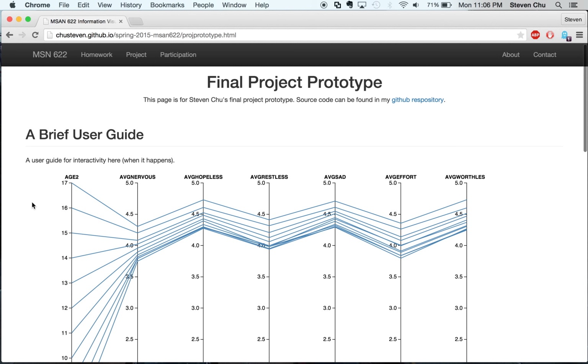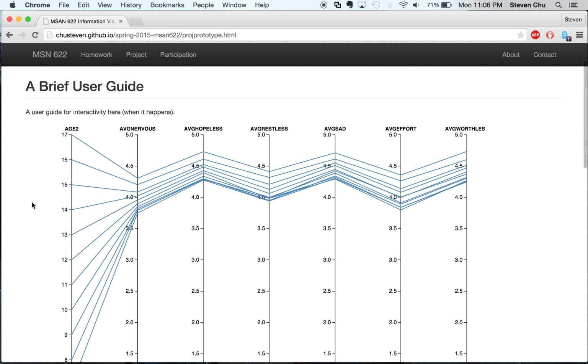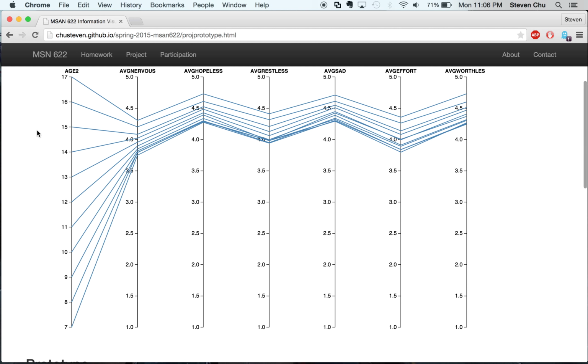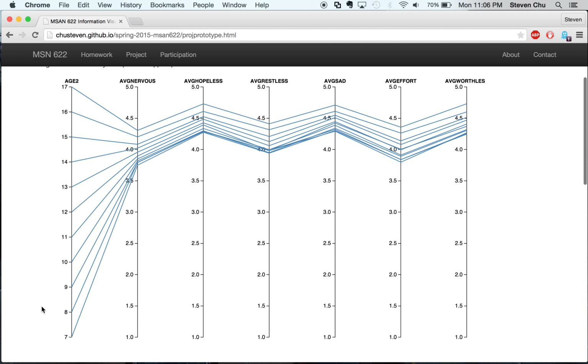This first one is a parallel coordinates plot. And what I'm doing is comparing age over here with various emotions used to describe depression, things like nervousness, hopelessness, and restlessness. Over here, age is a coded variable. So 17 represents the people who are 65 and older, whereas 7 represents people who are 18.